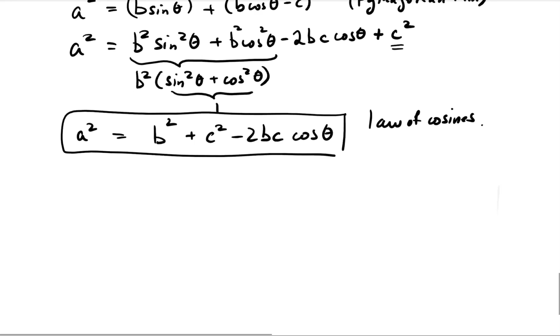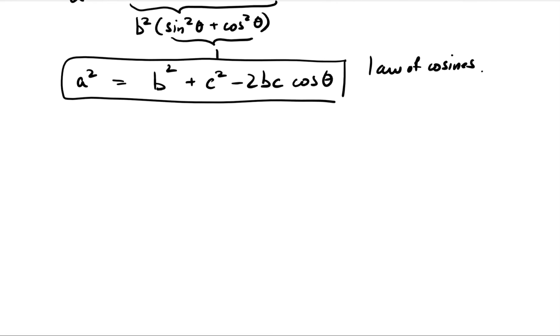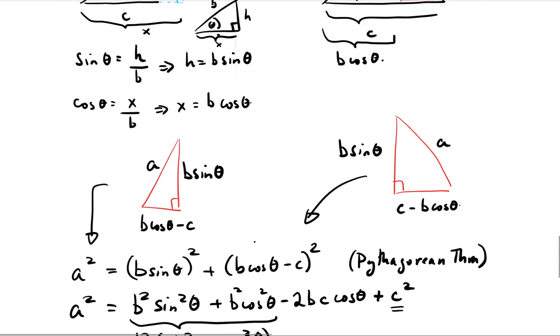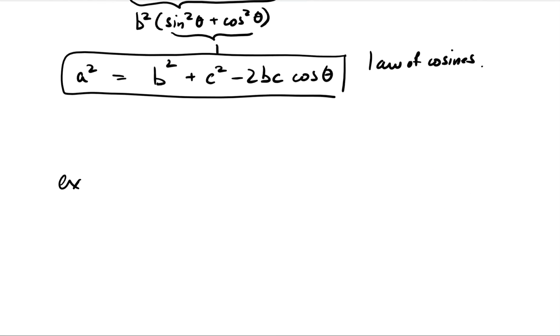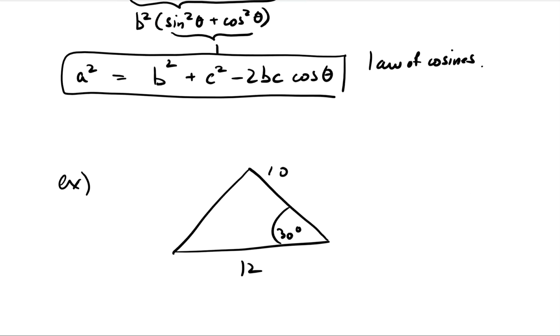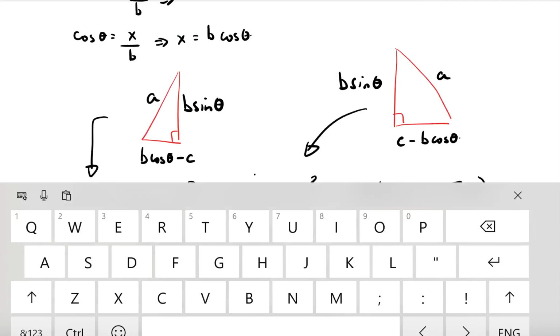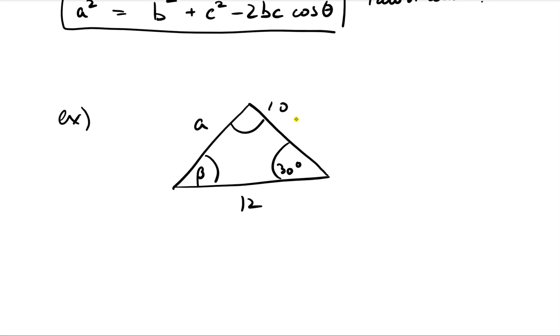Okay, so let's apply this to our previous example. So we had, what was it? Yeah, 10, 12. So we had a triangle like that, 12, 10. And we were given an angle here of 30 degrees. We want this side, we want those angles. I've called them before beta and gamma. So what you do first is you calculate a using the law of cosines, because we've got the opposite angle 30 and the lengths of the sides in between.